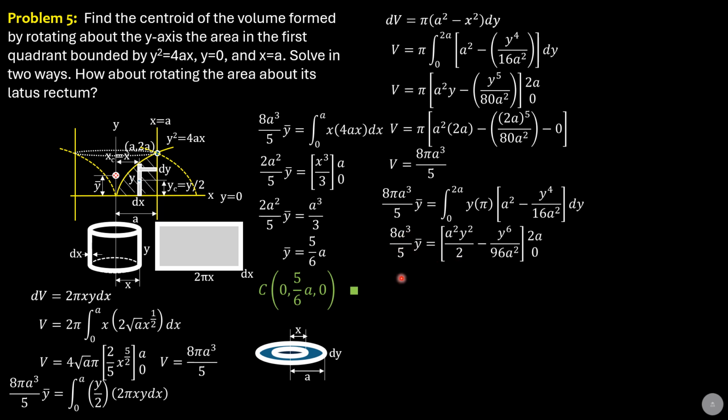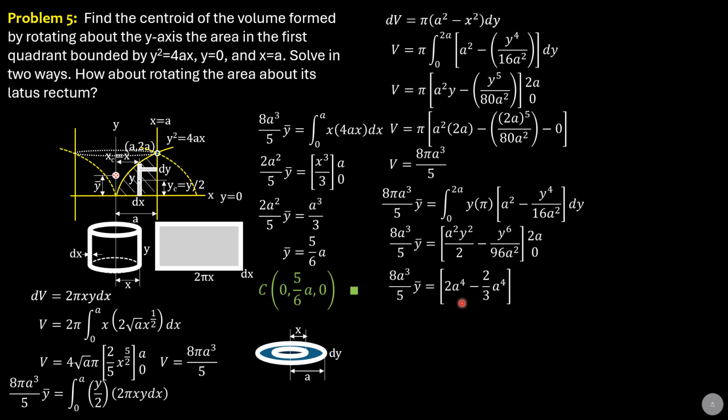So 8a cubed over 3 y bar equals, as I said, a squared y. The first term integral is a squared y squared over 2. Then integral of y to the fifth is y to the 6 over 16 times 6, which is 96a squared, from 0 to 2a. So the first term would be a squared times 2a quantity squared over 2. So that would be 2a to the fourth. The second term is 64a to the 6 divided by 96a squared. That would be 2/3 a to the fourth.